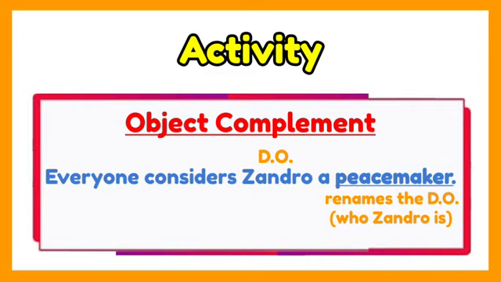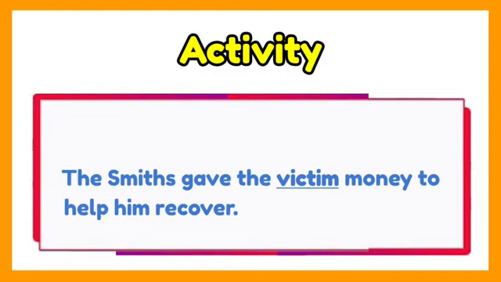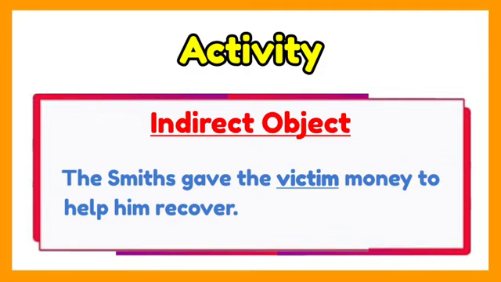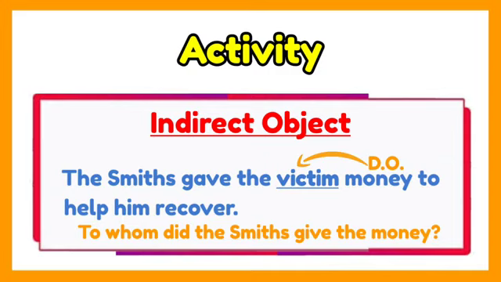Okay? Next, the Smiths gave the victim money to help him recover. The word victim in this sentence is used as an indirect object. Why? Because it receives the direct object, which is money. Specifically, it answers the question, to whom did the Smiths give money?